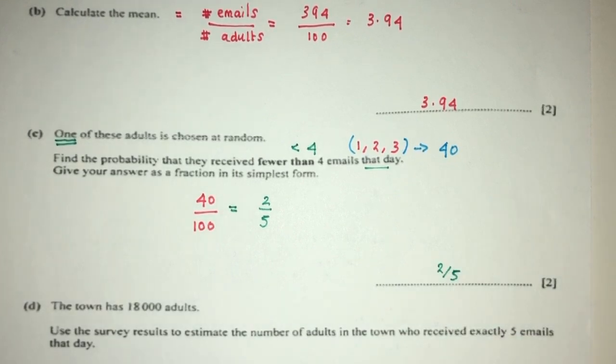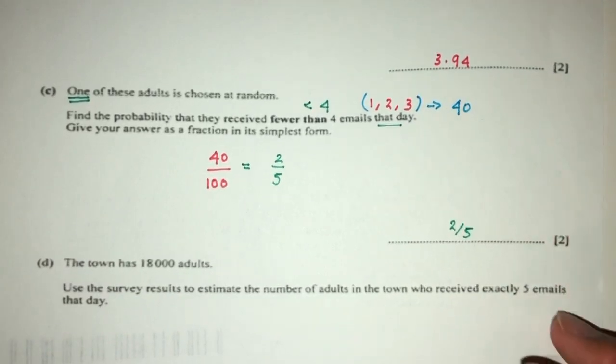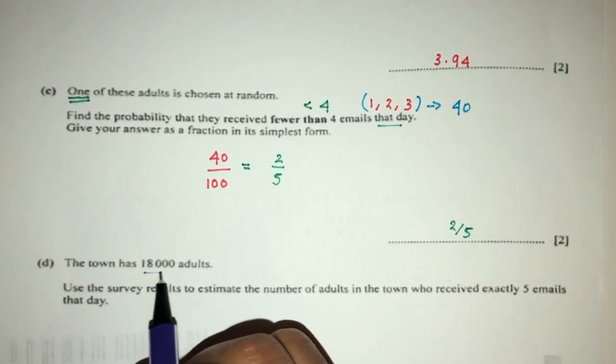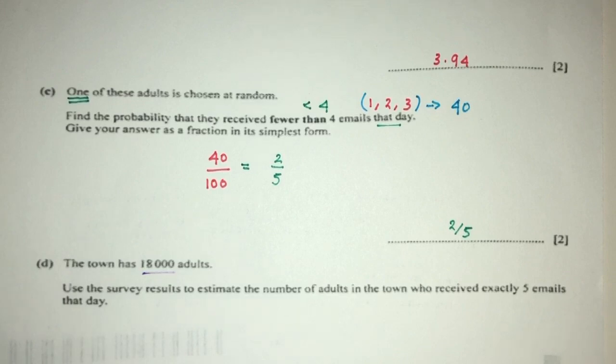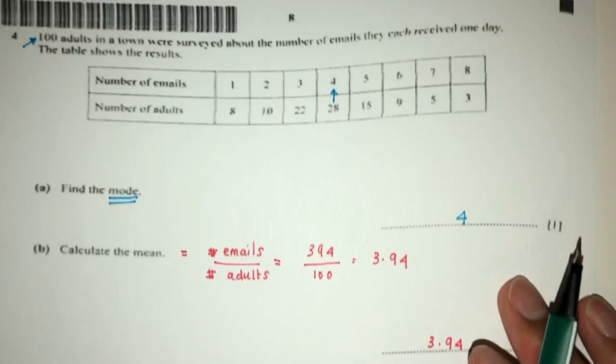Now let's move on to part d of the question. The town actually has 18,000 adults. Okay, that is given to you right here. Now, use the survey results to estimate the number of adults in the town who receive exactly 5 emails that day. Now let's check how many adults receive 5 emails that day.